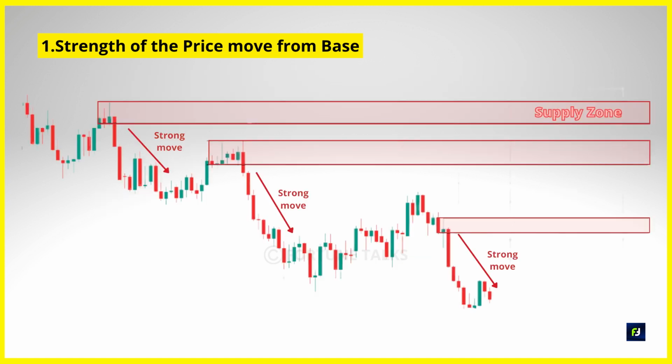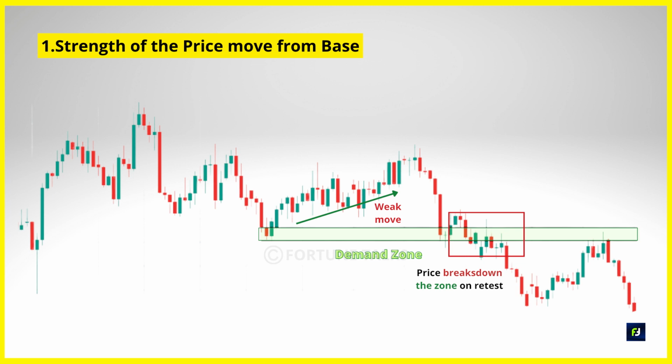In this chart, you can see that the price left the supply zone with strong bearish candles to the downside, making them very strong zones to trade. You will also notice how the price did not go all the way up to test the supply zones to move down in a strong manner. This shows how great an imbalance is at the supply zone. Now let us take a look at an example where the move out of the base is weak.